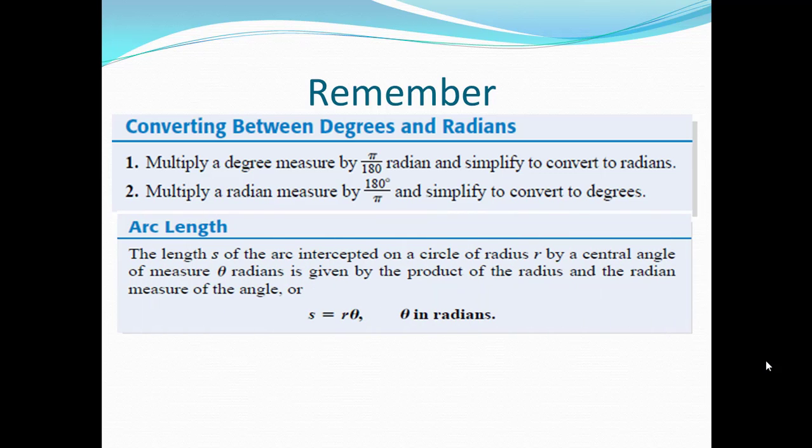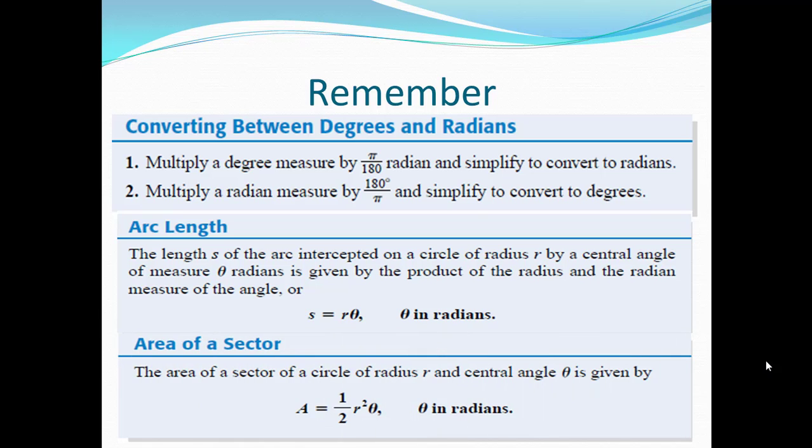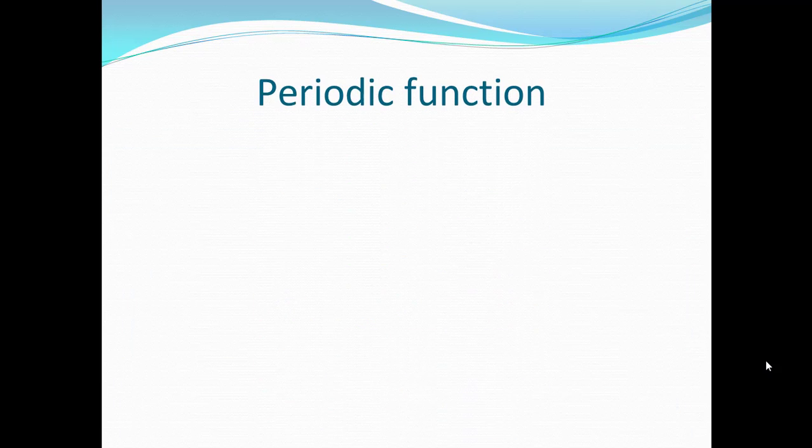The second one is the length of an arc, which we spoke about before: S equals R multiplied by theta, but you must remember that theta is in radian measure. The area of a sector is A equals one half R squared multiplied by theta, and we have a lot of rules for the area of a sector. We studied it last semester. You can go back and check them in your PowerPoint if you have it from last semester.